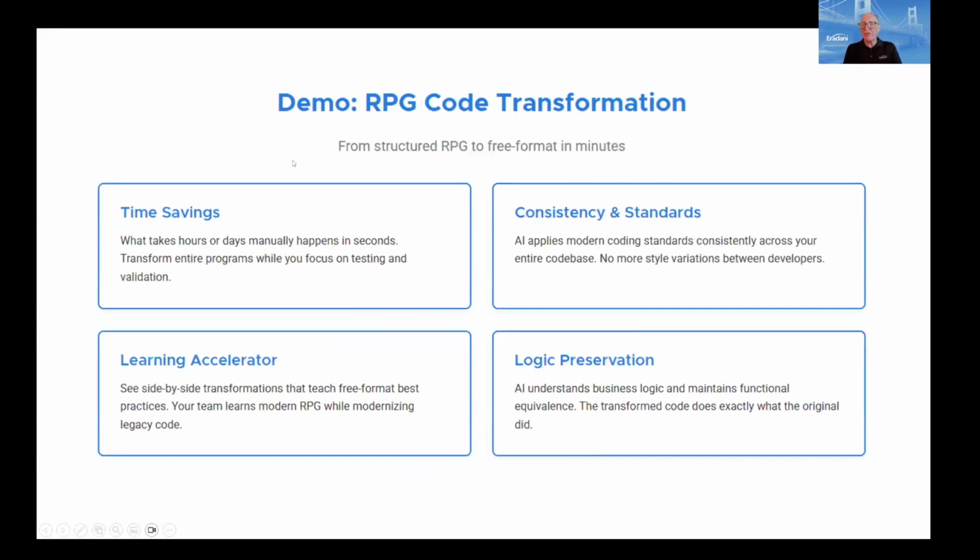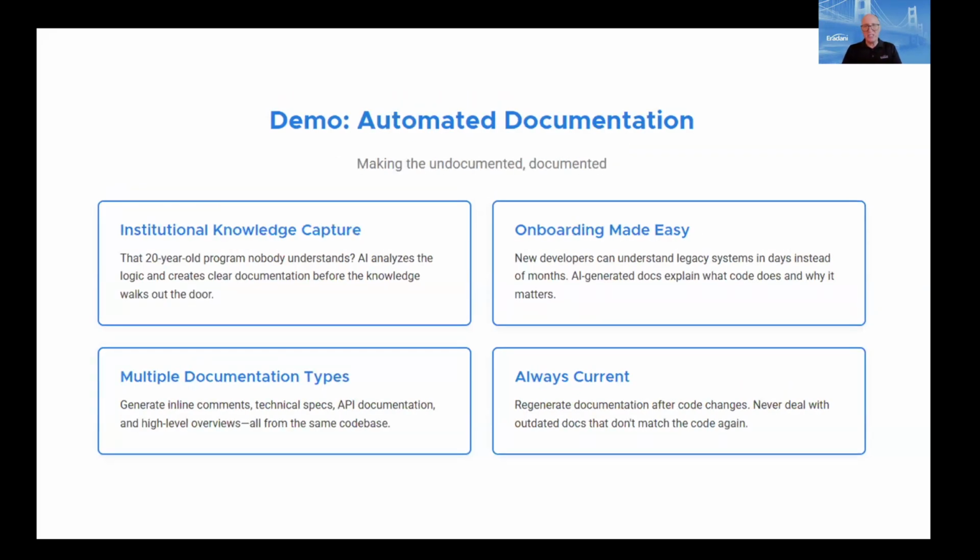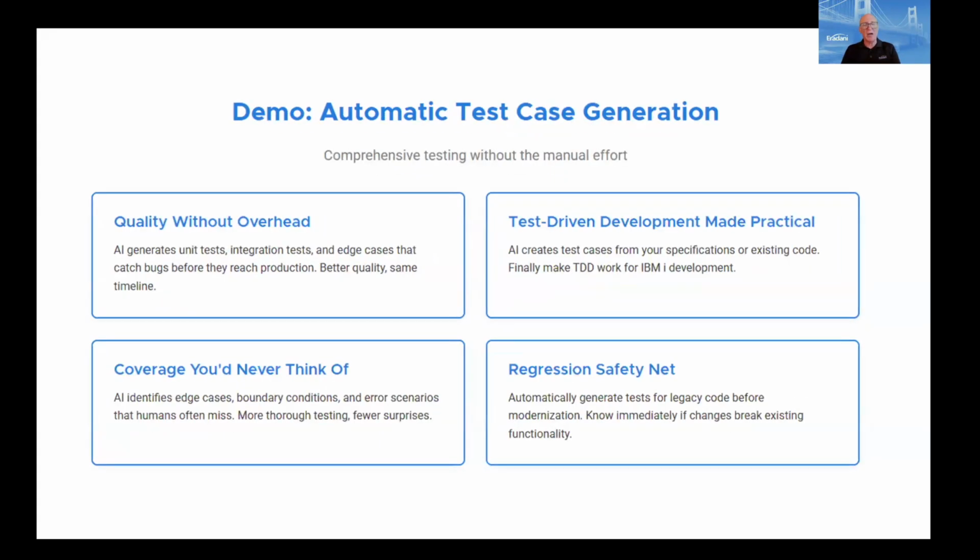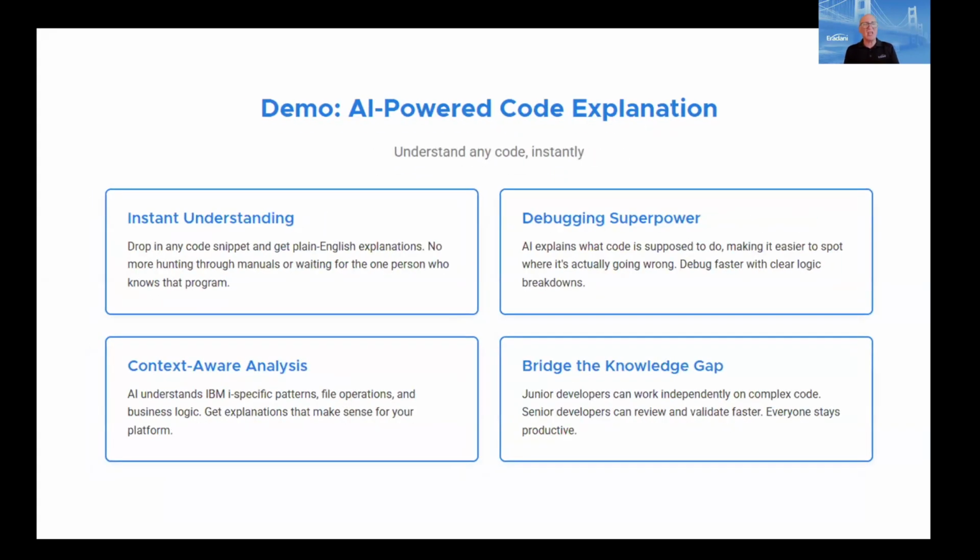So I'm going to turn things over to Aaron now to do some demos to show you the stuff. He's going to show you code transformation. How do you do that with AI? We're going to look at documenting what's in the code using AI, then looking at some ways of generating test cases, and then looking at explaining your code. So Aaron, I'm going to go ahead and turn things over to you to show people that.